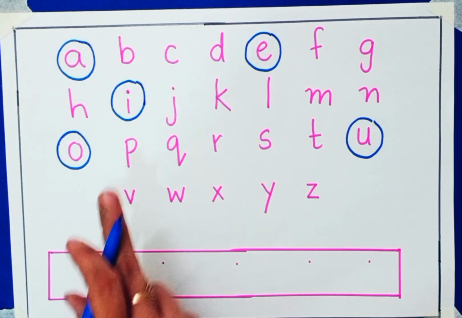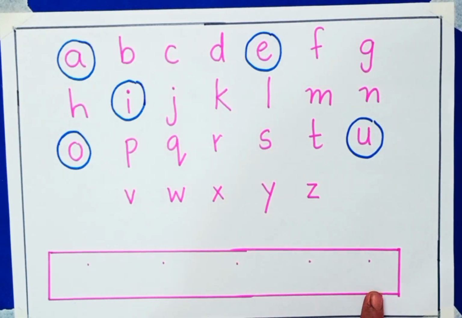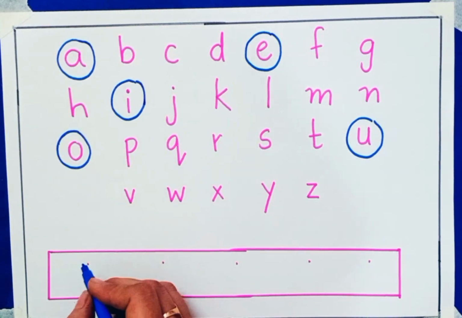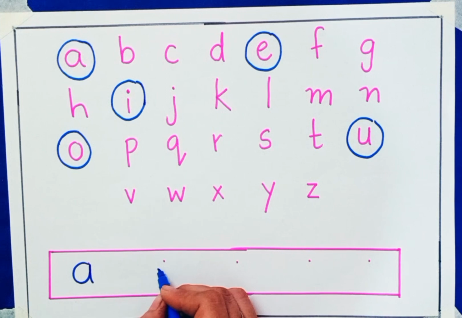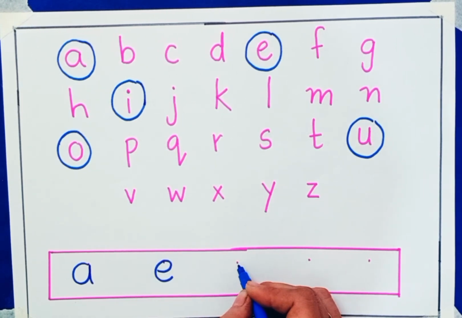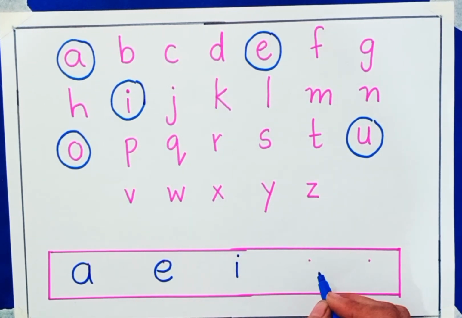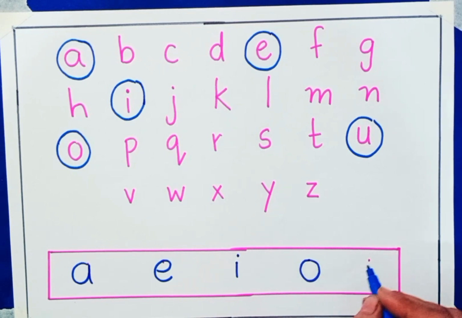So write the vowels in this box. A, E, I, O, U.